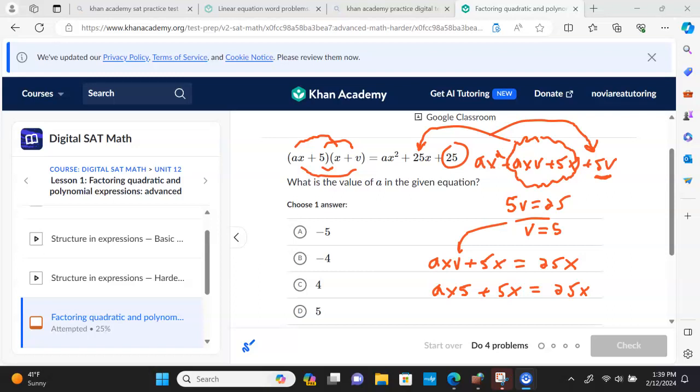And if we look at our choices here, I can see that if I plug in a equal 4 in here, which is choice C, I'm going to get a 20x. I'm going to get 4 times x times 5. So I'm going to get 20x plus 5x has to equal 25x, which is going to be the a value that makes that true. So in this case here, the correct answer is choice C.